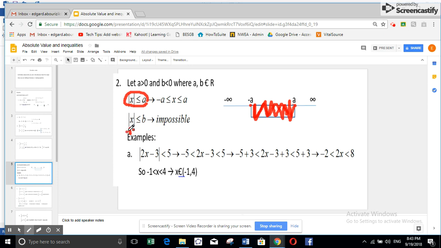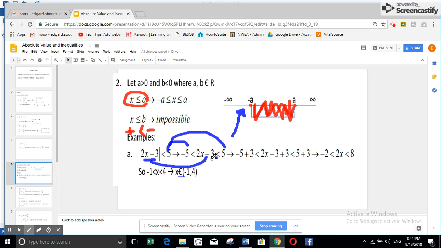positive can never be smaller than a negative number. So this is impossible. Let us take some example. Suppose you want to solve that one. As I said, always when you have absolute value and you have less, you take this and you put it in the middle. You put negative of the number here and positive of the number here, as we did in the diagram above.